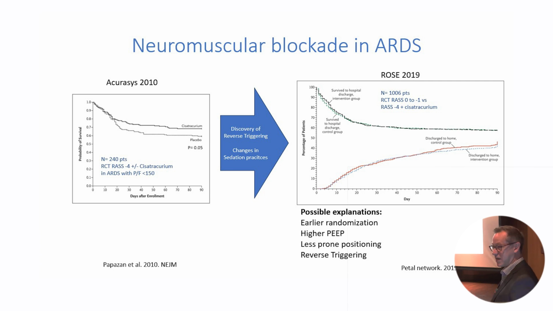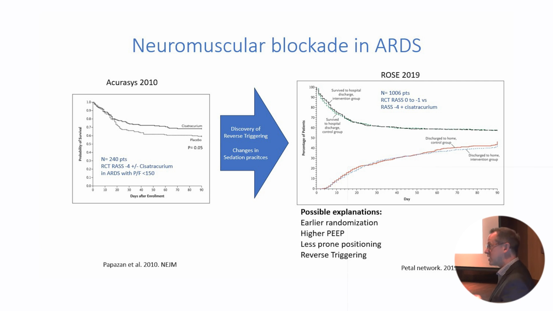So they redid the study. And in 2019, the ROSE trial was published. This was a larger randomized controlled trial, with over 1,000 patients, and randomized patients to light sedation this time, RASS 0 to -1, or deep sedation plus cisatracurium again. And what they found in this case was that there was no longer a survival benefit to paralytics. They found no evidence of a survival benefit.